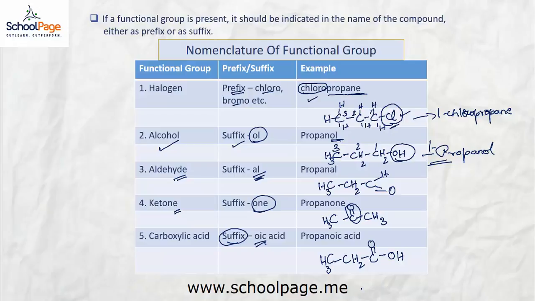So now you can see here the list of functional groups and whether it is added as a suffix or a prefix. Only in the case of halogens, it's added as a prefix. So always remember that if there is a functional group present in a carbon compound, it should be indicated in the name, either as a prefix or as a suffix.